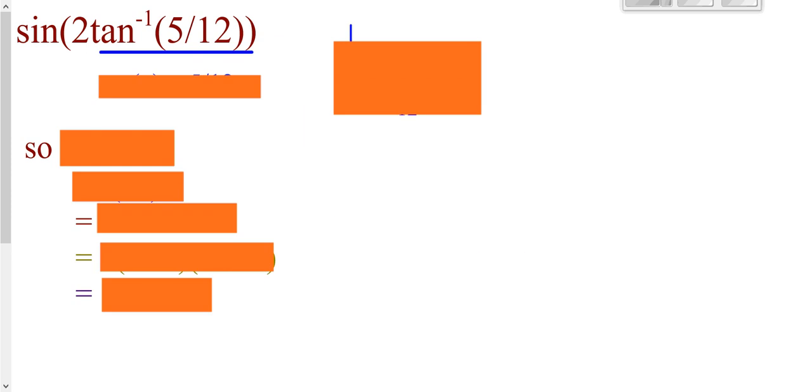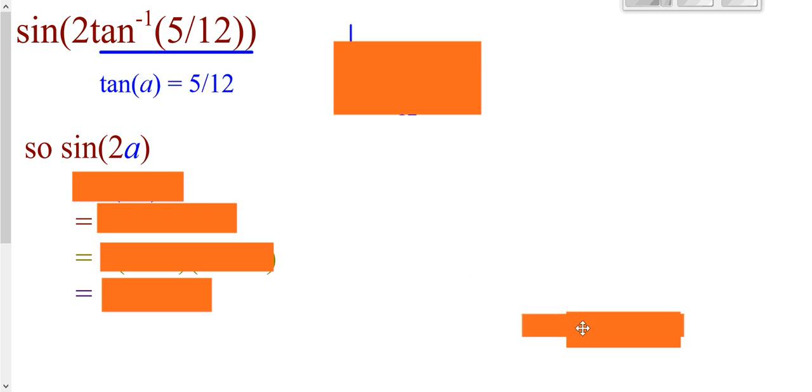So here we have an inverse trig function, which is an angle. So we really have sine of 2 times an angle. Oh, sine of 2 times an angle, we've dealt with that before. Now, when we look at this angle, tangent inverse is an angle. It really means tangent of what angle is 5 over 12. So we should be able to draw that.